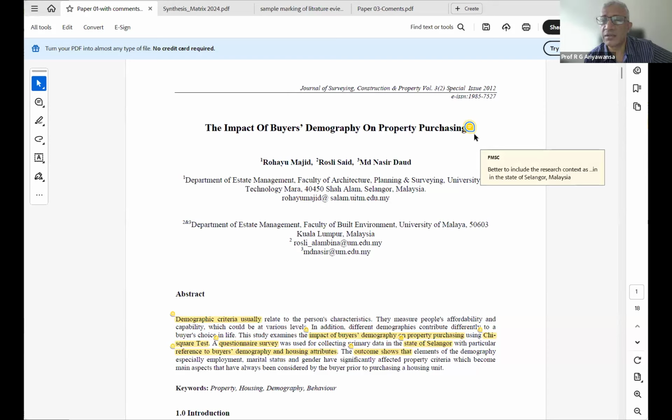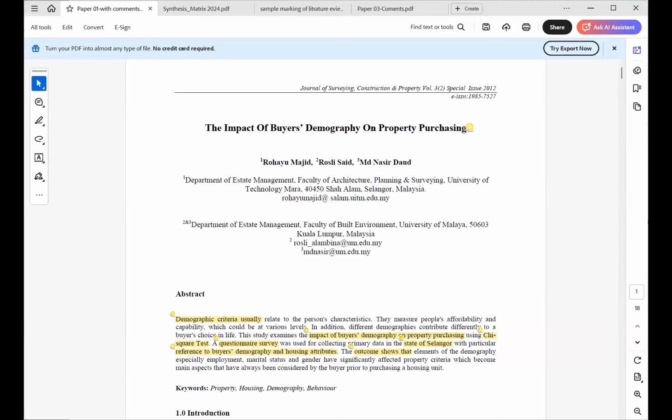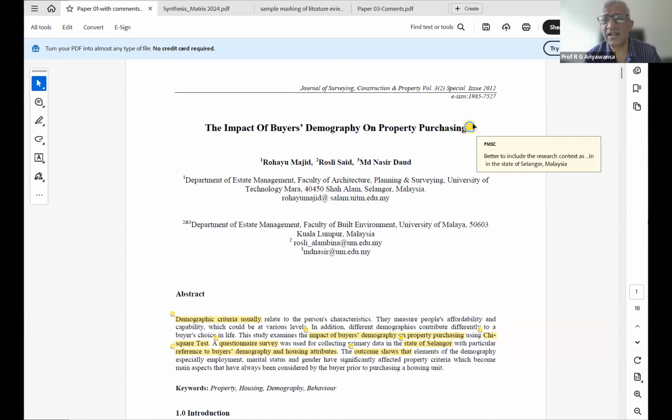Can you read what I have given, my opinion? My comment, can you see my comment given? Yes, sir. Okay, what is the comment given to the title? Tell me. Hello? It says Better to include the research context. All right, that is my comment.